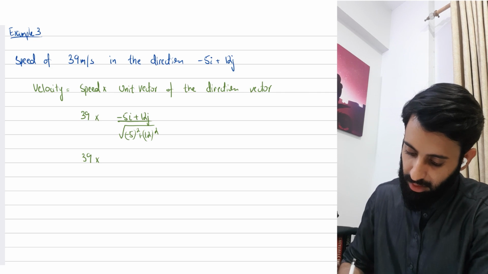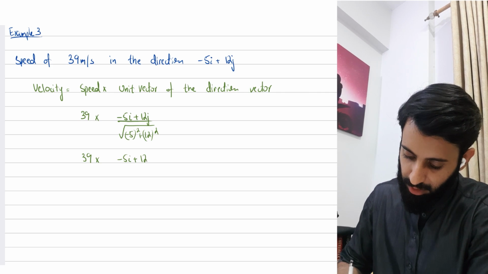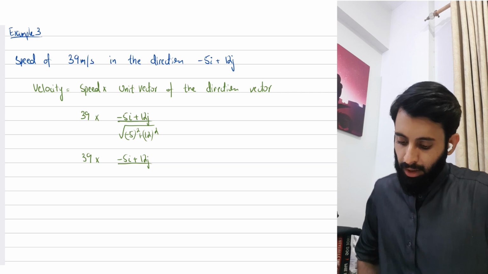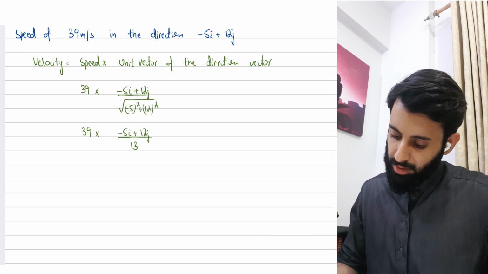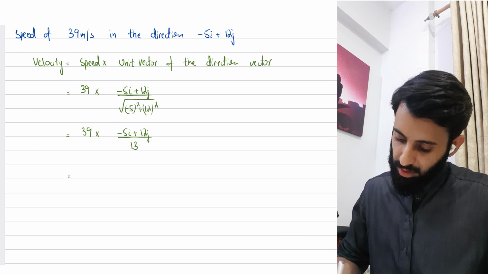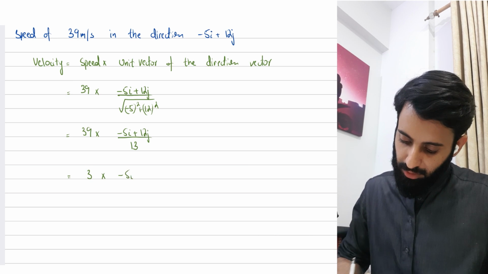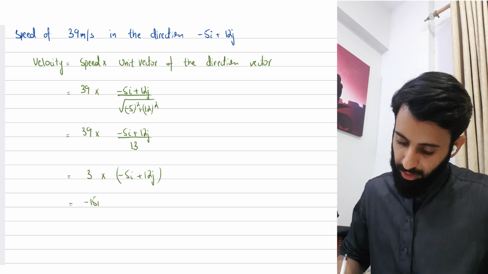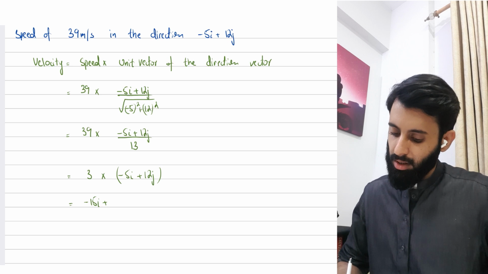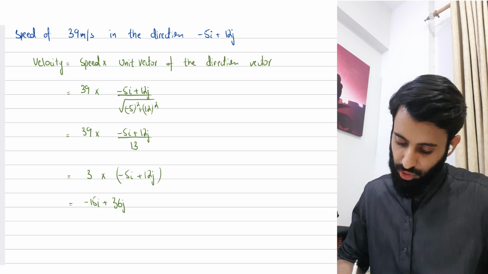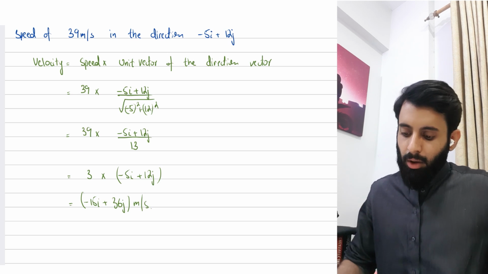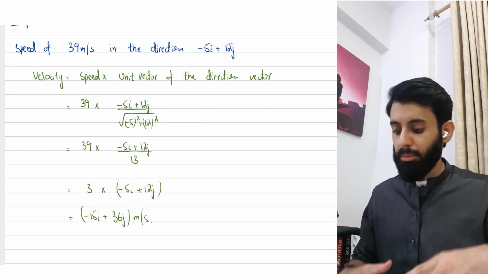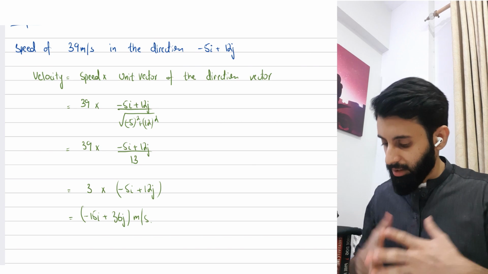So 39 times minus 5i plus 12j. Minus 5 squared is 25, 12 squared is 144, 25 plus 144 is 169, and if you take the square root of it, that's equal to 13. So 39 upon 13 is equal to 3. So we're looking at 3 times minus 5i plus 12j. That means minus 15i plus 12 times 3, which is 36, so 36j meters per second. Okay, so these are the 3 different cases where you will be asked to resolve velocity, and I hope you guys have understood this.